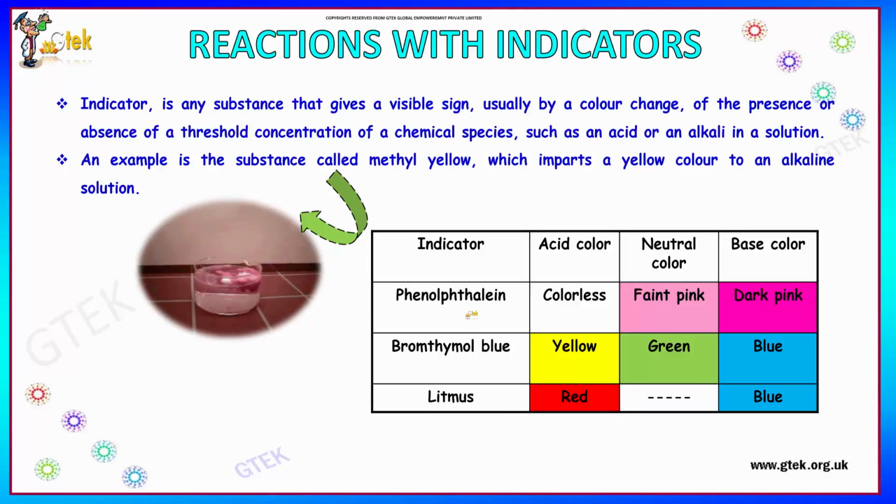There are typical indicators available. Phenolphthalein, if it reacts with acid, is colorless. With a base, it's dark pink. If it is neutral, it's a faint pink. Bromothymol blue is blue with a base, green in neutral, and yellow with an acid. Litmus reacts as a red color with acid and a blue color with a base.